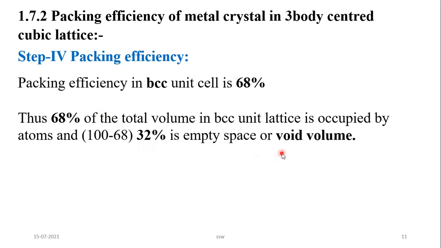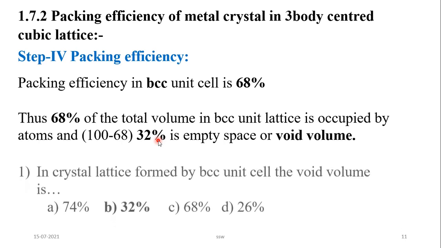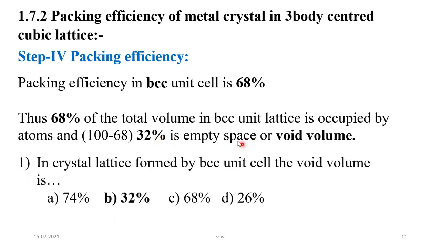And thus from that you can calculate the empty space or void volume. If the volume of the unit cell is 100%, then out of that 100, only 68% volume is occupied by the particles or atoms in BCC structure. Therefore 100 minus 68, that is equal to 32% space is empty, or void volume is how much? 32%. So from that you can calculate what? The void volume or empty space.